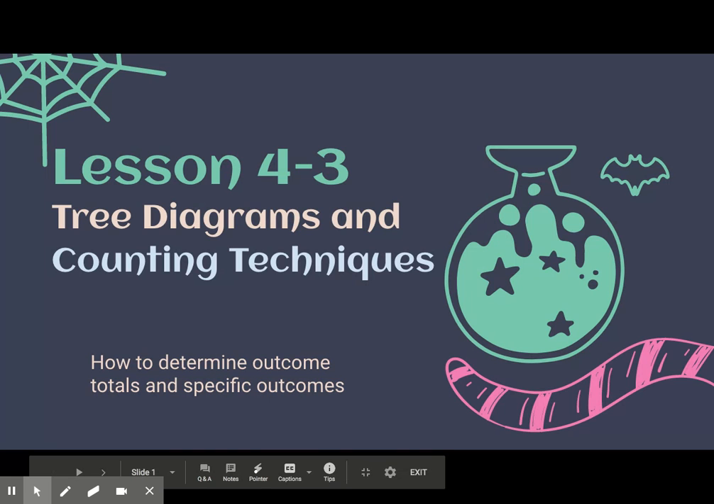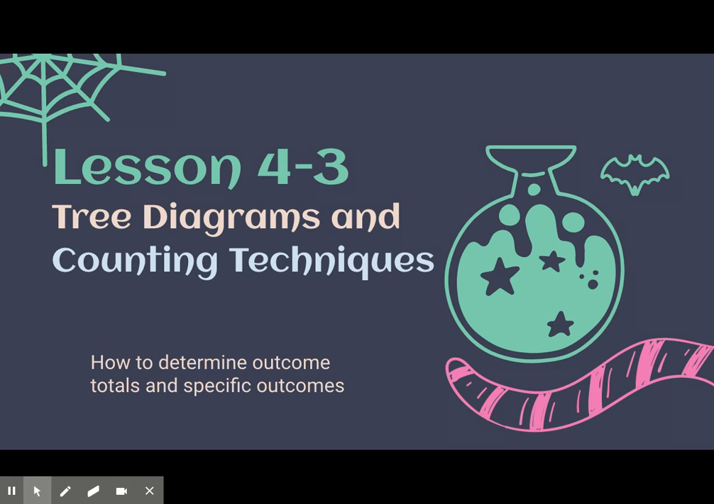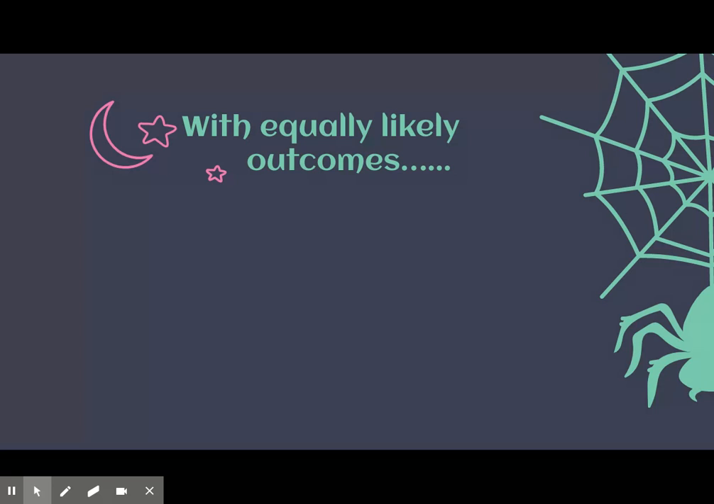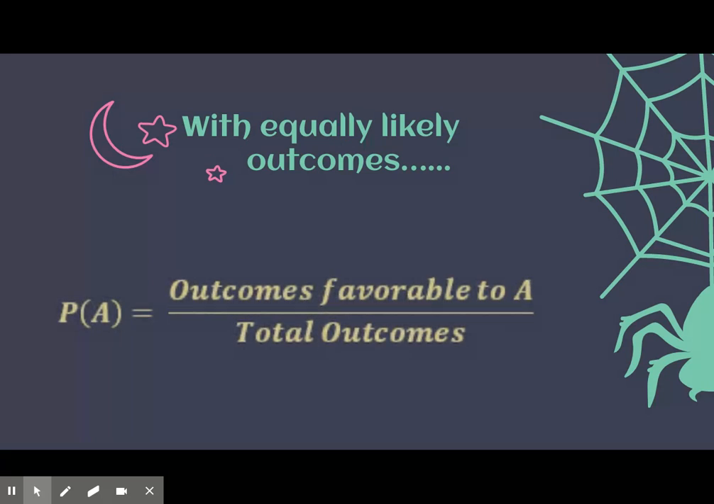This is lesson 4.3 on tree diagrams and counting techniques, and this lesson covers how we are going to determine outcome totals and specific outcomes. Ordinarily, we work with probabilities that have equally likely outcomes. So throwing a dice, tossing a coin, the outcomes have the same probability of happening depending on what we throw. When that's the case, then we're going to use the simple probability formula where the probability of event A is the outcomes favorable to event A over the total outcomes.